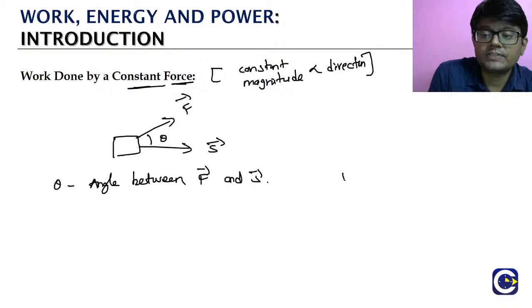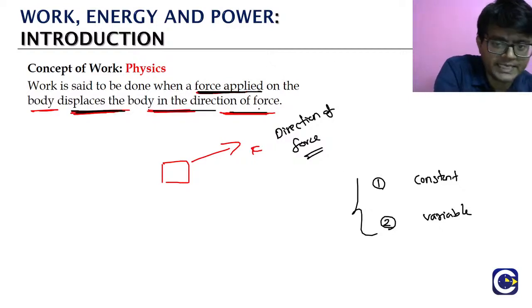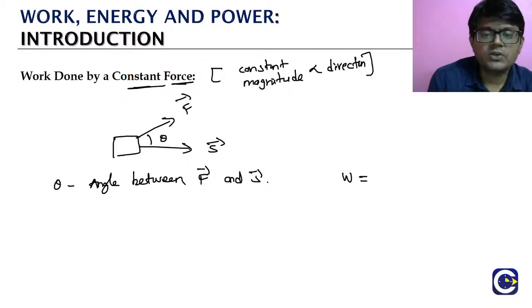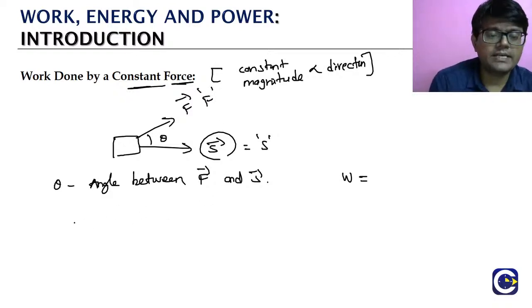So work done by the constant force, right, is measured as, what is the thing that we talked about? The work is said to be done when there is a displacement in the direction of the force. So when you apply a force, we are looking at what is the displacement of the body in the direction of the force, correct? So look at it. S bar is a vector. Let us say the magnitude is S. Force magnitude, let us say, is F.